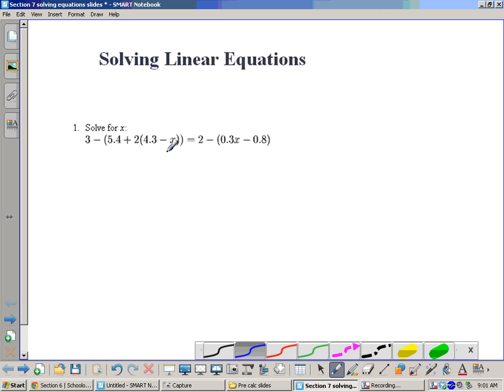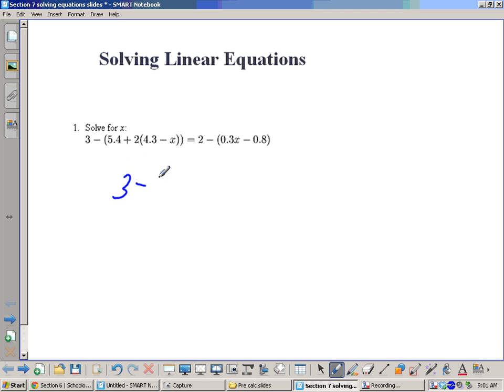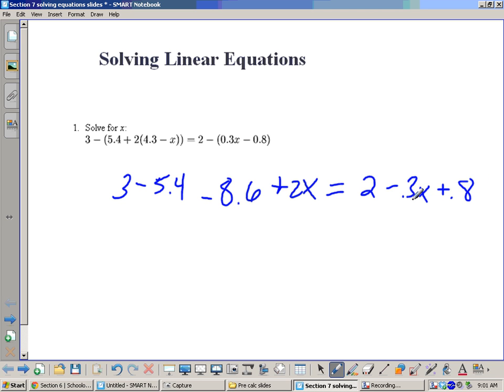So we have 2 that can be distributed here, and we have a negative that can be distributed here. So we should just end up with 3 minus 5.4 minus 8.6 plus 2x. That was very messy. Apologize. And then we can distribute on this side as well, because we're going to get minus 0.3x plus 0.8. So then just combining like terms and simplifying, we can see that 3 minus 5.4 minus 8.6 can be combined.